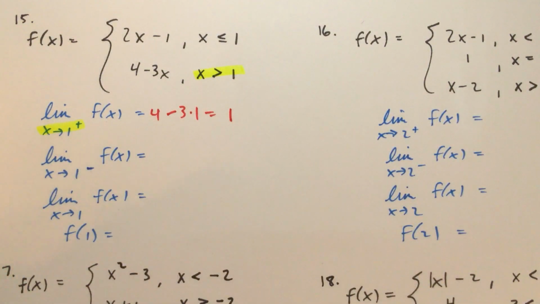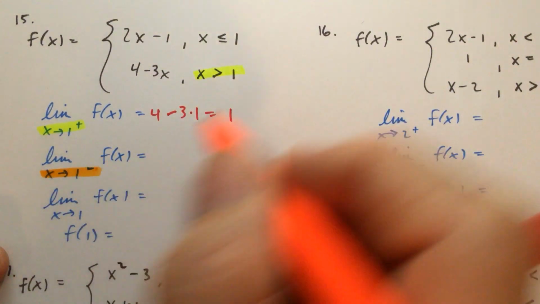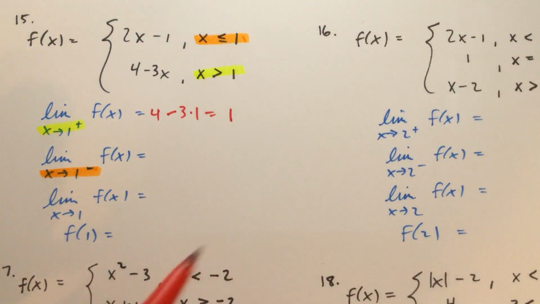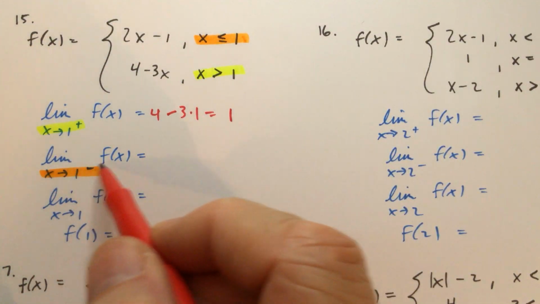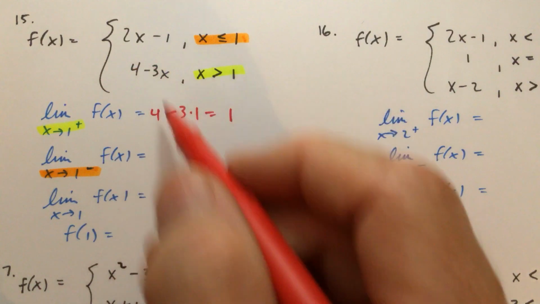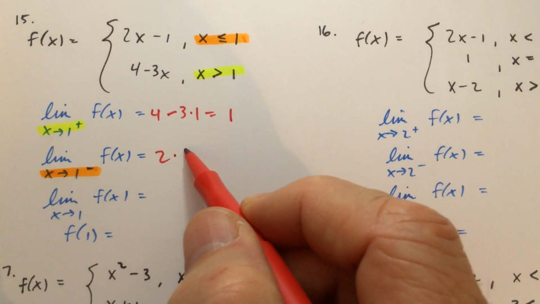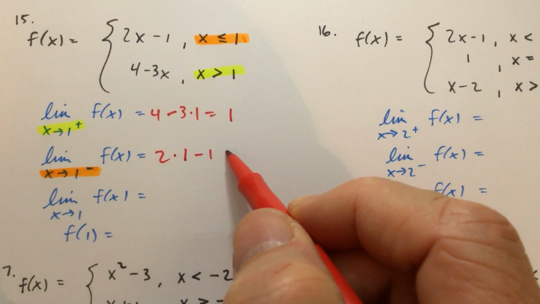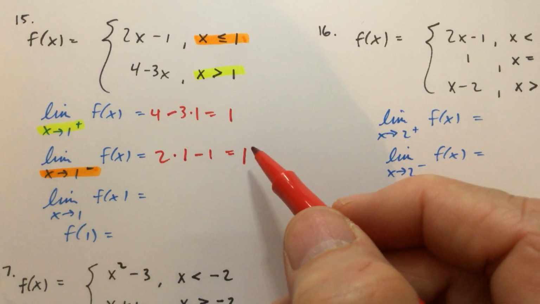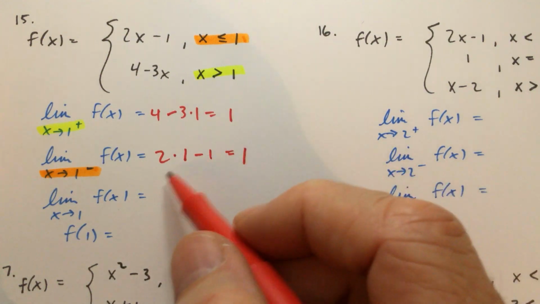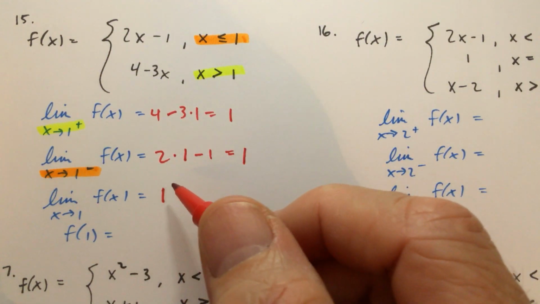The limit as x approaches 1 from the left, that's right there. So x is less than 1. X is approaching 1 from the left, that's less than 1. And then we get 2 times 1 minus 1, so 2 minus 1 is also 1. And so we see the left and right hand limits are the same, so the limit is equal to the same number.